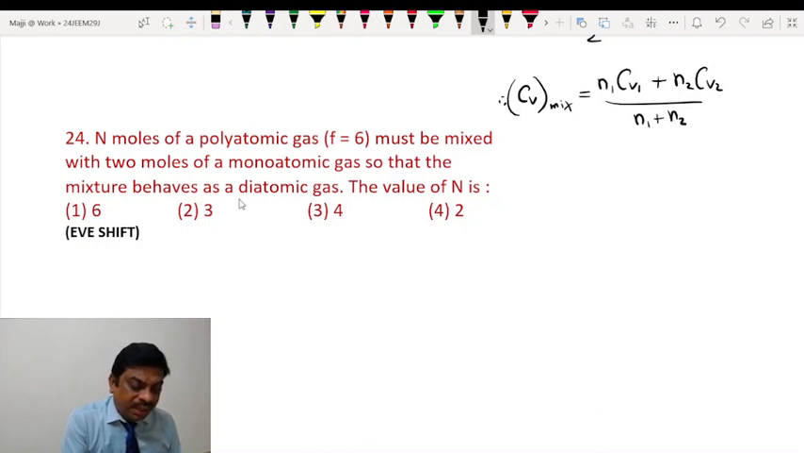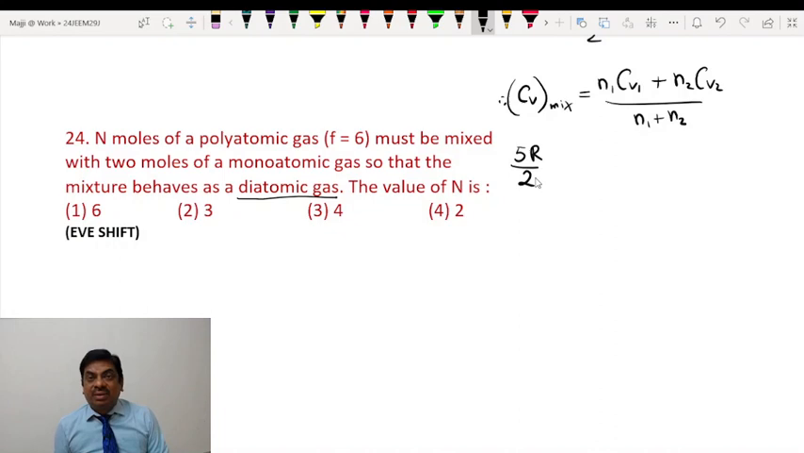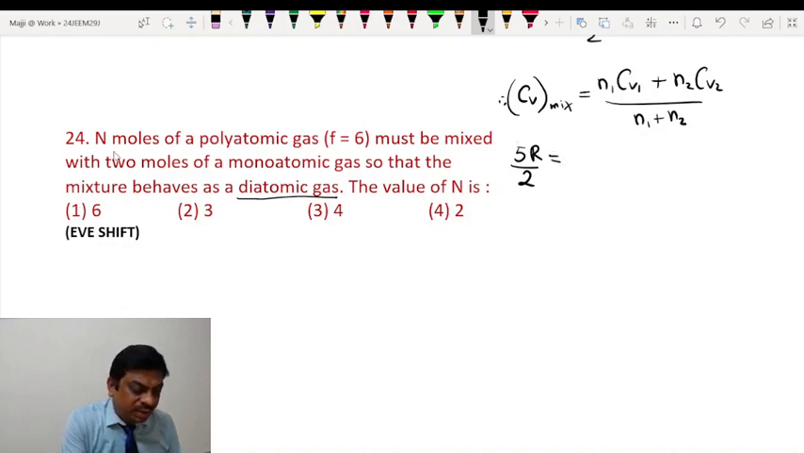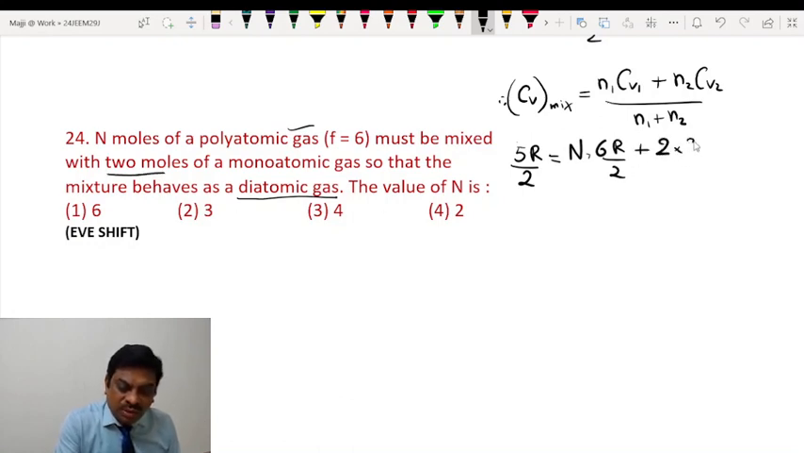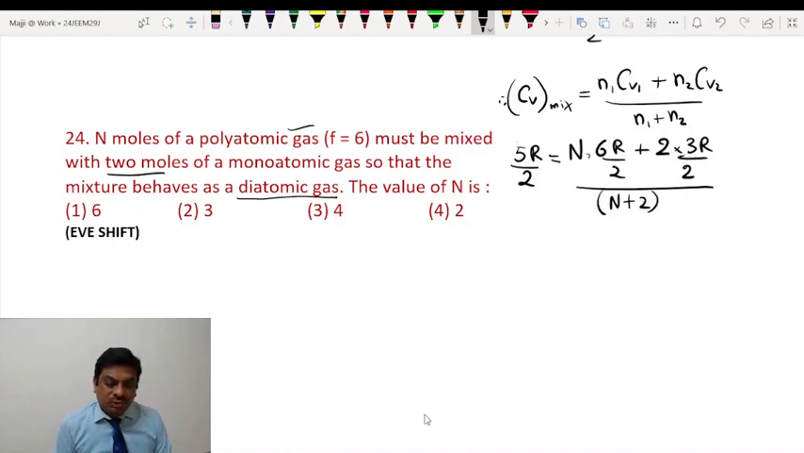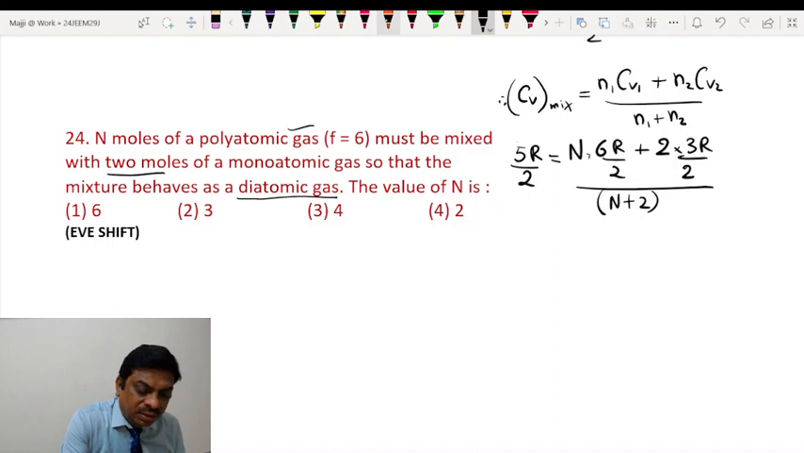Since the gas is supposed to behave as a diatomic gas mixture, so I will put this for the diatomic gas. For a diatomic gas, as you know, CV is FR by 2. So for diatomic gas degrees of freedom will be 5, is equal to. Then for the first gas it is N moles, and for a polyatomic gas, it will be 6R by 2. For the second, you have 2 moles of gas and it's a monoatomic. So for monoatomic, you have 3R by 2. And divided by the total number of moles will be N plus 2. Okay students, so by solving this, you will get the value of N.